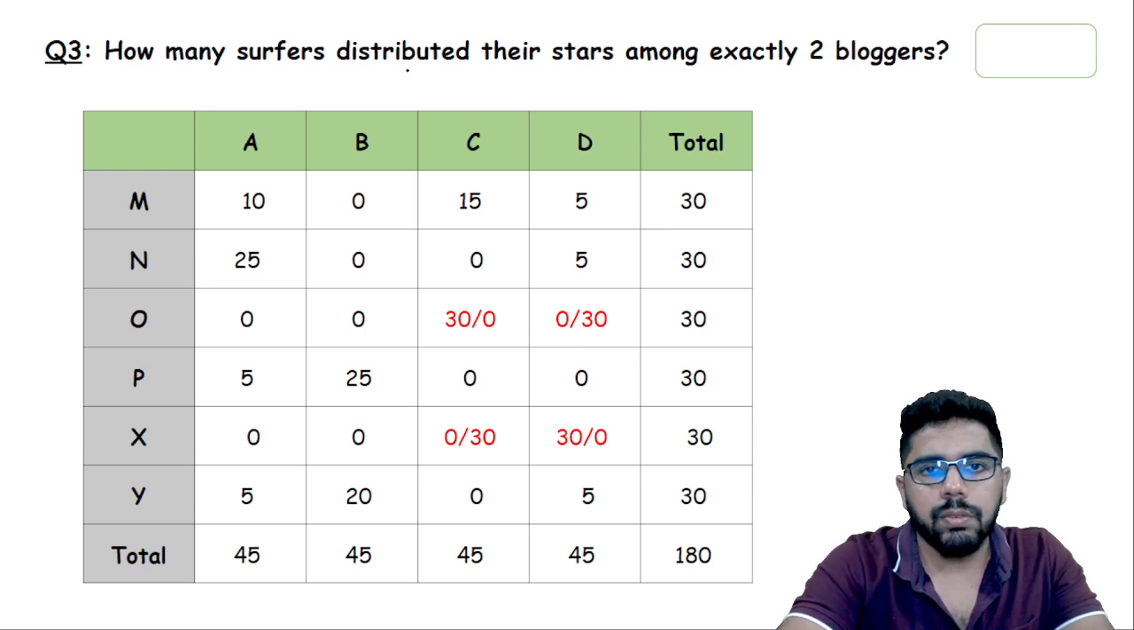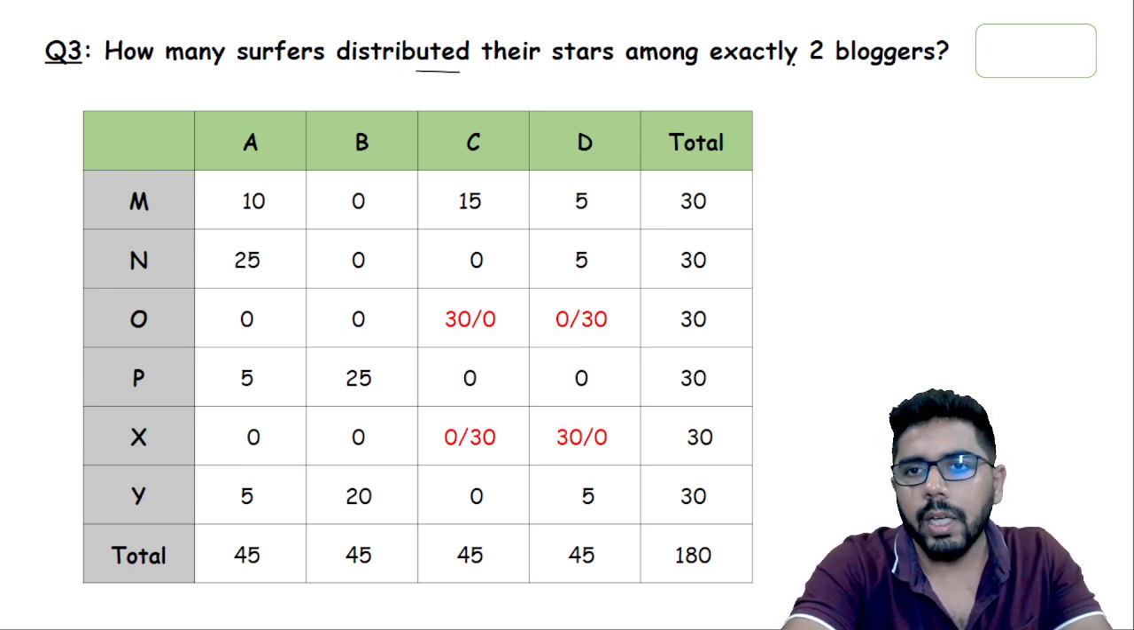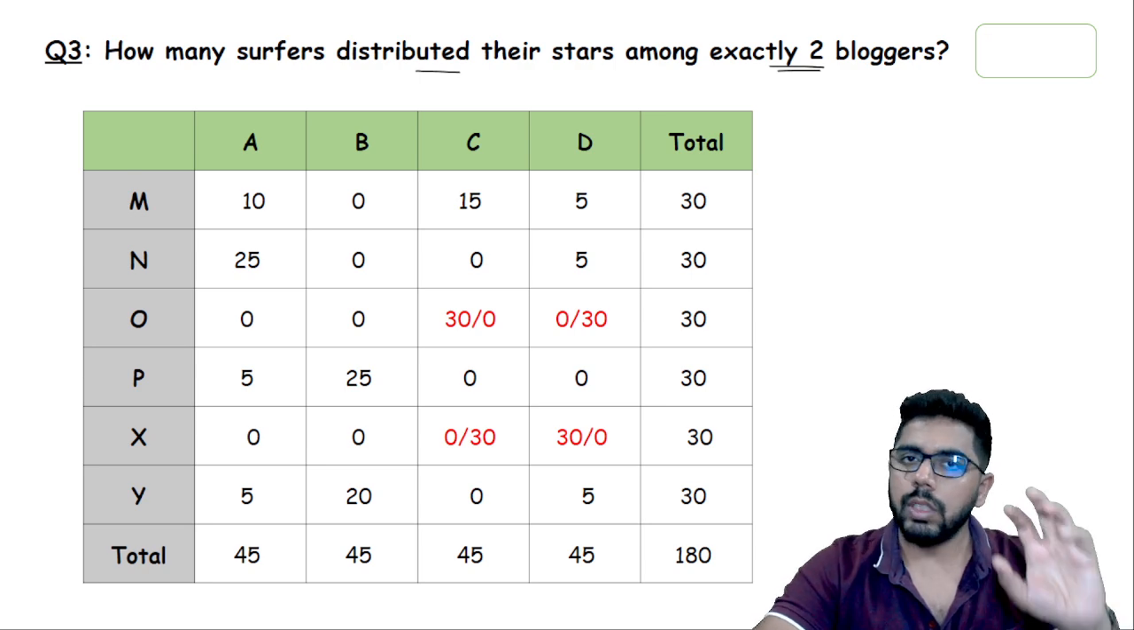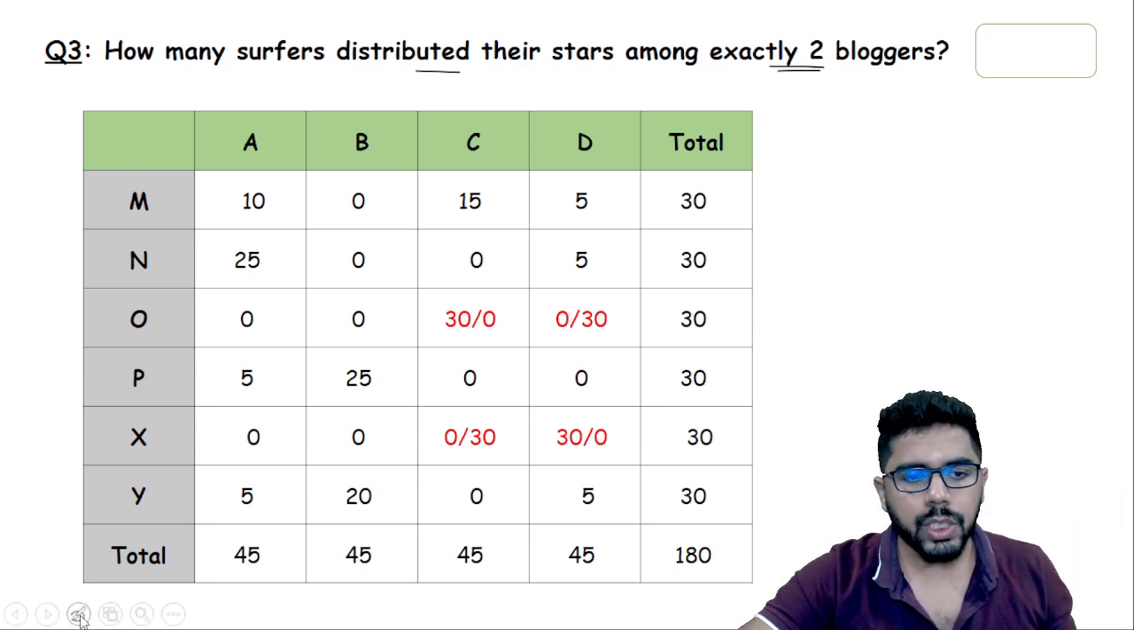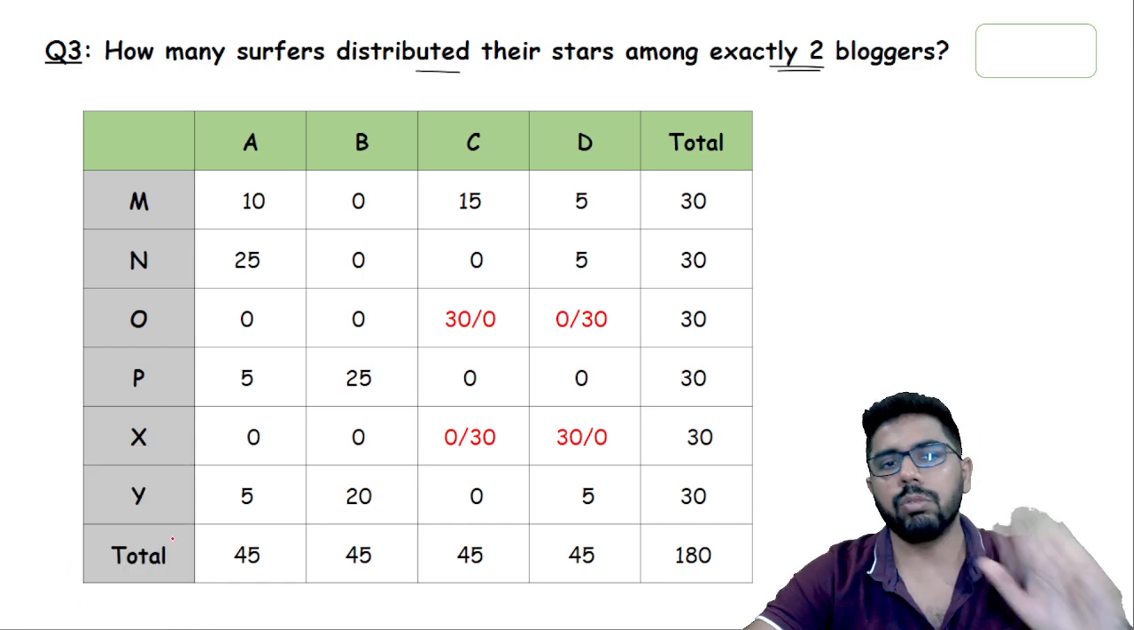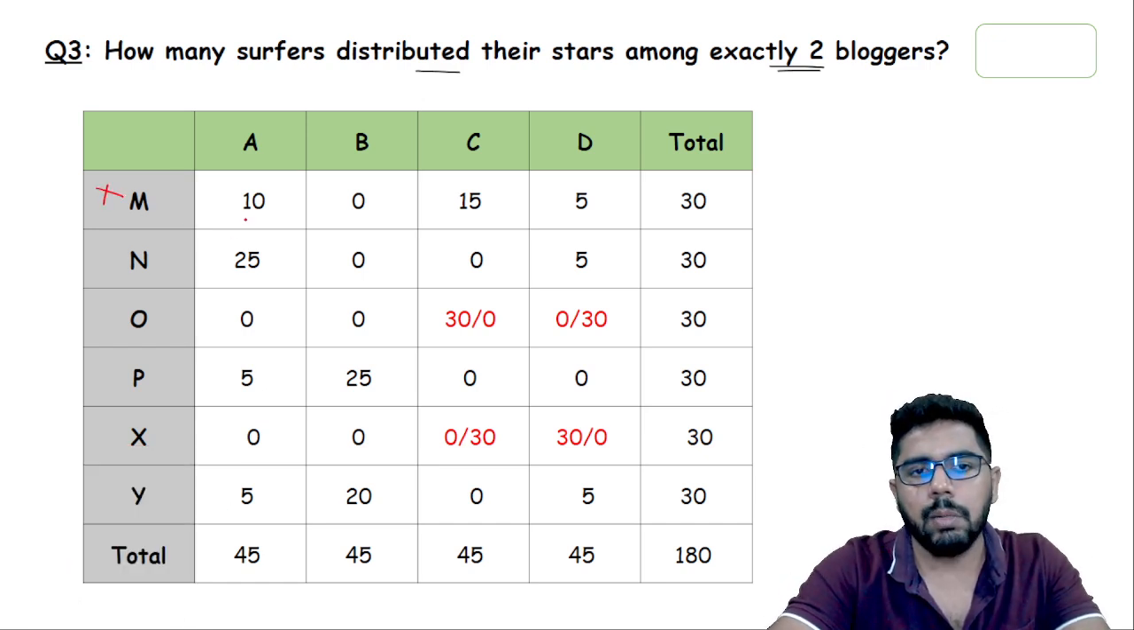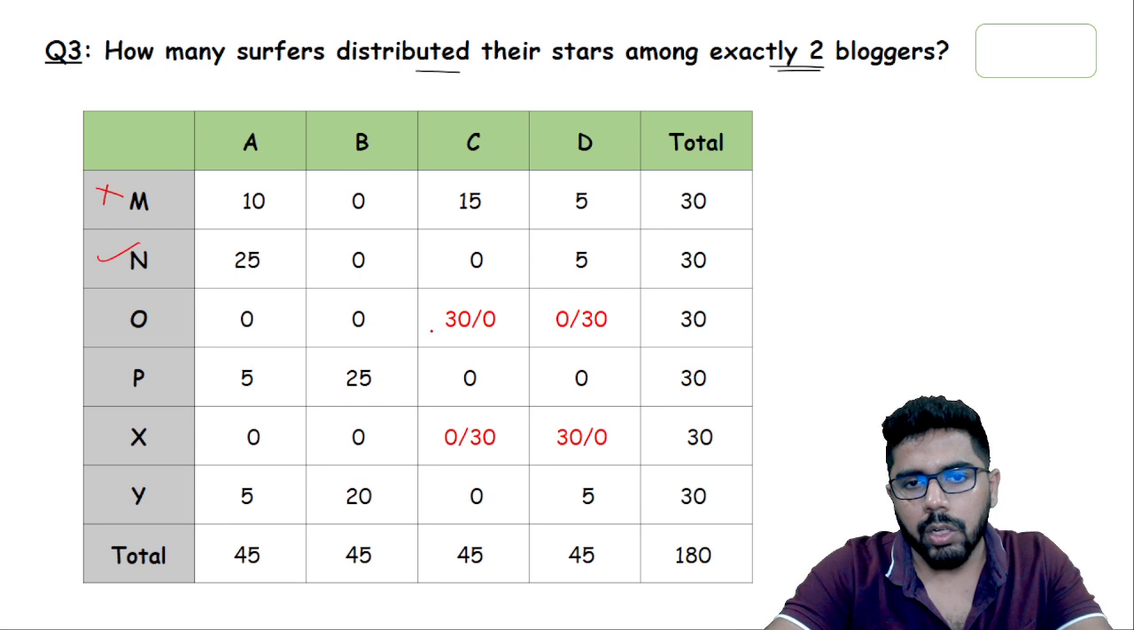Similarly, how many surfers distributed their stars among exactly 2 bloggers? Each surfer had 30 stars. We need to check how many distributed exactly among 2 bloggers. It cannot be M. M has distributed to 3 bloggers. It can be N.